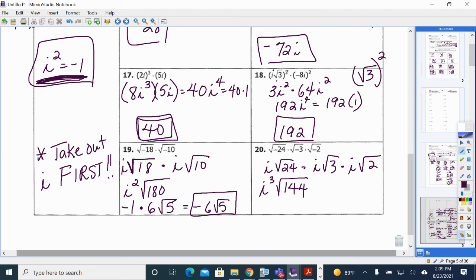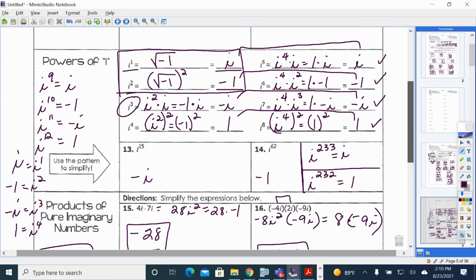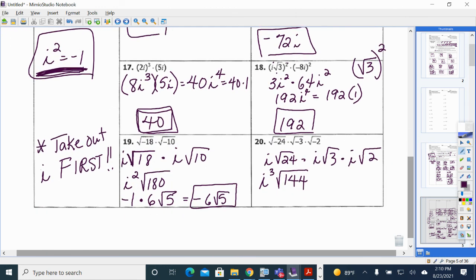And i cubed is, if you want to go back up and look, you can. i cubed is negative i. You might have put it in the calculator. At this point, on this one, you actually could, because the square root of 144 is a perfect square. i cubed is negative i, and the square root of 144 is 12. So I have negative i times 12, or negative 12i for my answer.